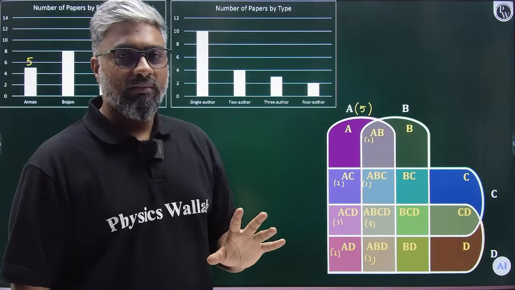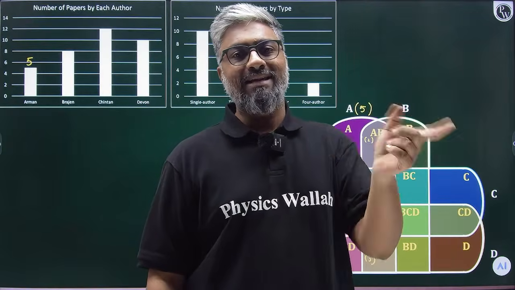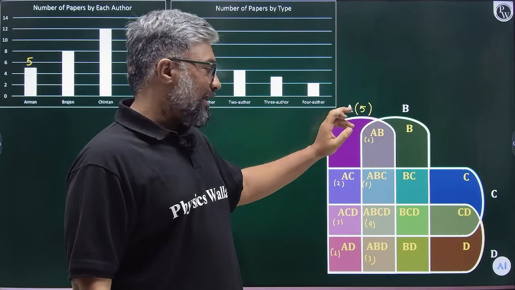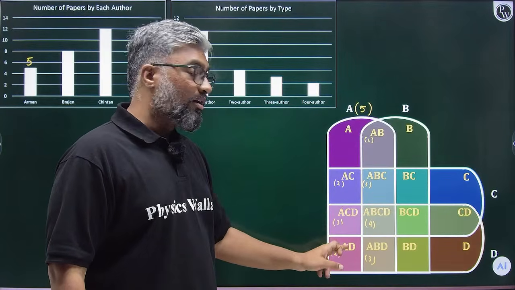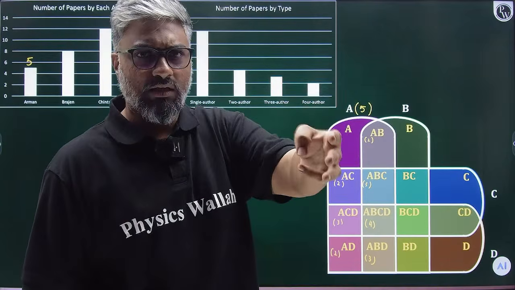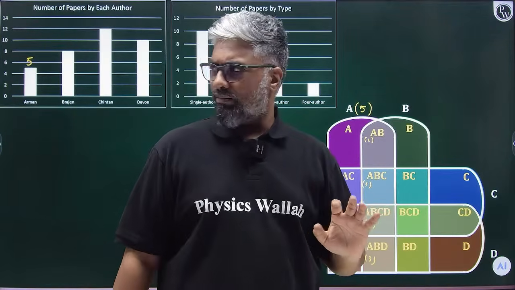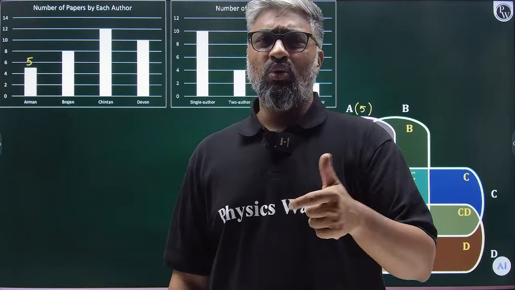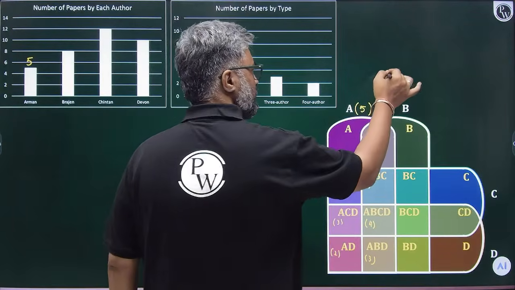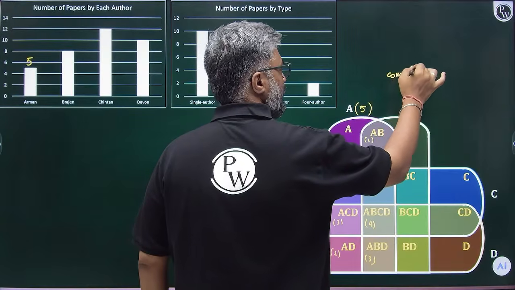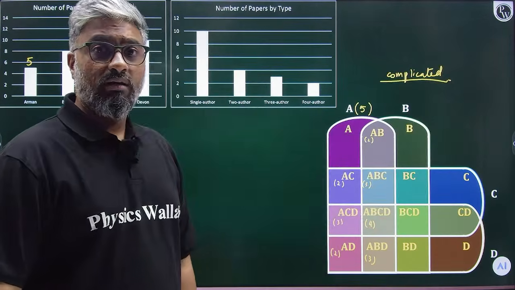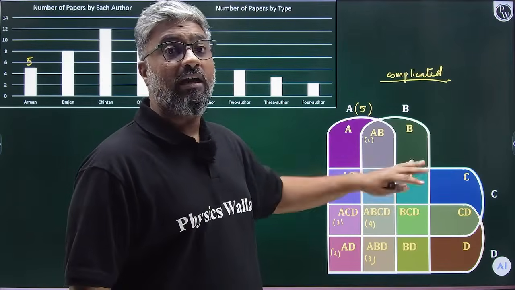But now the problem is, do we know who A is writing along with? A can write along with B, A can write along with C, A can write along with D, A can write along with 2 other authors, or A can write along with 3 other authors, making it 4 author papers. Do we agree? So doing it like a Venn diagram would be very complicated, yes or no? This is complicated. Would you agree with this, guys? Why is this complicated? Because I don't know who A is writing along with.